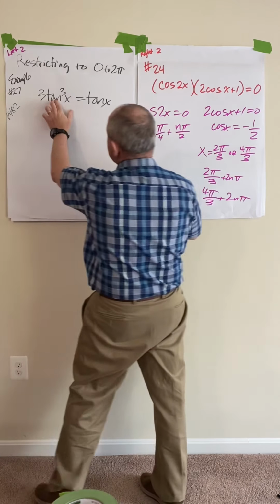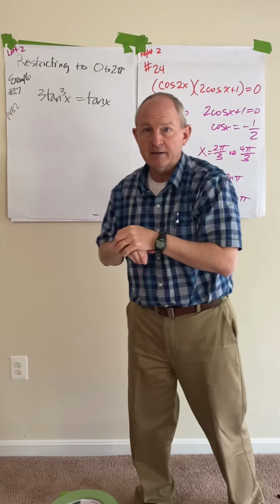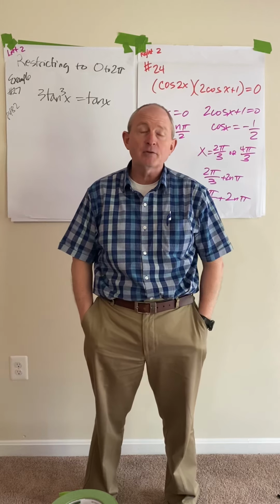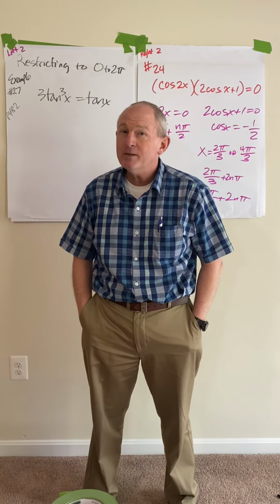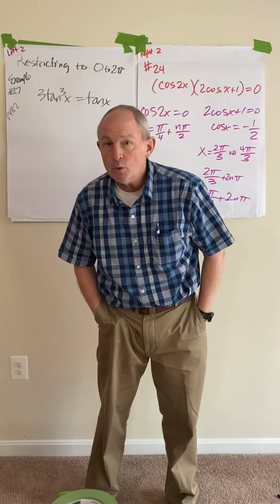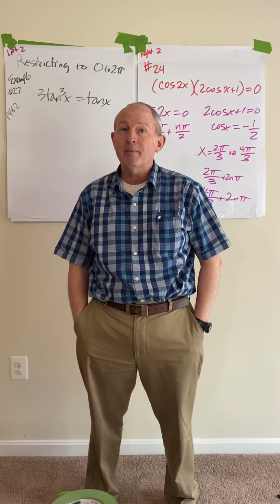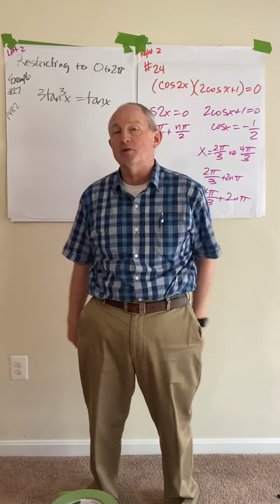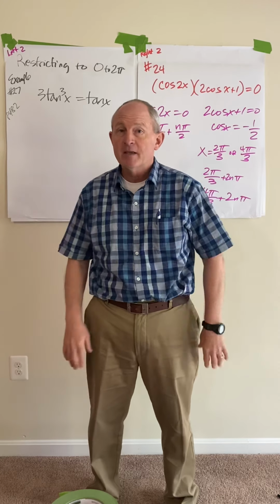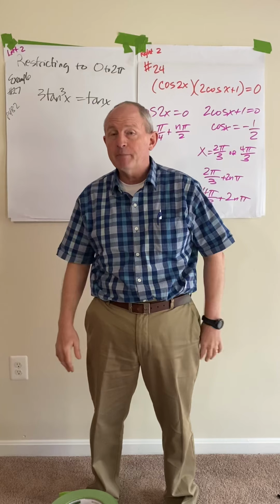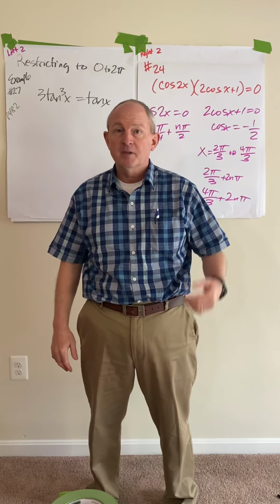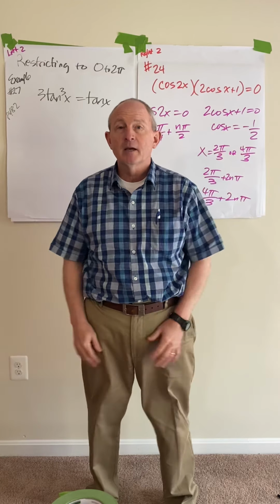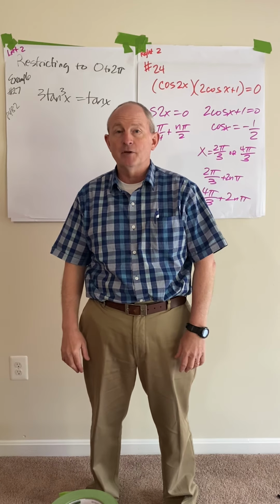Okay, so in this example, we're trying to solve this equation over 0 to 2 pi. And we have 3 tangent cubed x equals tangent of x. Now, one thing you might think you should do right off the bat is divide both sides by tangent. Well, if we do that, then we lose any answer where tangent of x equals 0. It would not be part of the solution anymore. So don't ever divide both sides of the equation by a trig ratio. If you do that, you're eliminating the possibility of that trig ratio being 0.